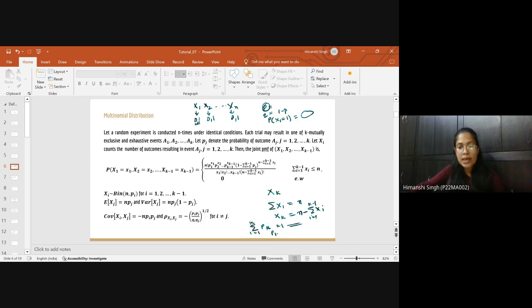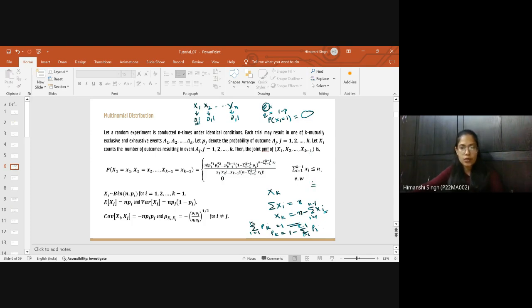That's why pk will be 1 minus summation i going from 1 to k minus 1 of pi. So that's why we have replaced the pk term by this term, and in the power we have taken n minus summation i going from 1 to k minus 1 of xi due to this relation, and divided by x1 factorial, x2 factorial, xk minus 1 factorial, again this term n minus summation of xi, i going from 1 to k minus 1, factorial. So this is basically the joint PMF of these random variables.